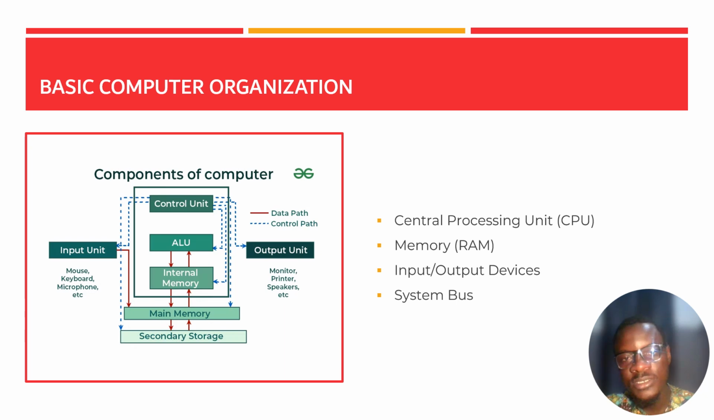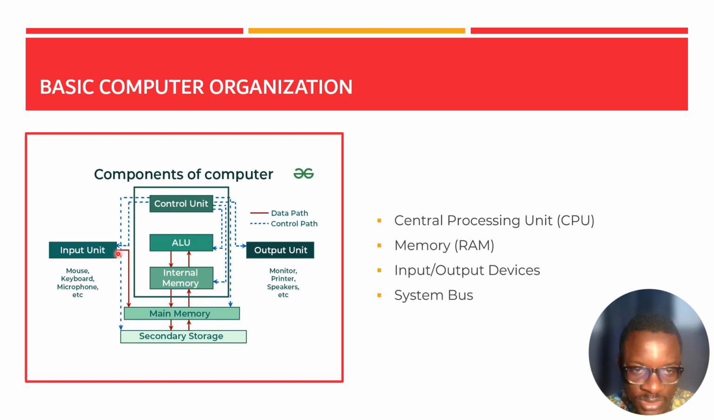A computer system consists of four main components, which we have talked about previously. The CPU, which is the brain of the computer, performing calculations and controlling other components. Then we have the memory, specifically RAM, which stores data and instructions temporarily. Then we have the input and output devices, which allow the computer to interact with the outside world. Then we have the system buses, which connect all the components and allow them to communicate.